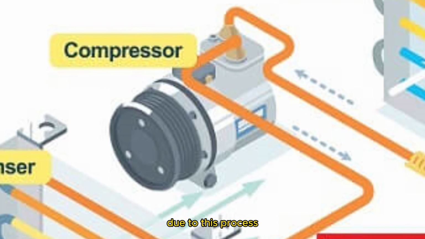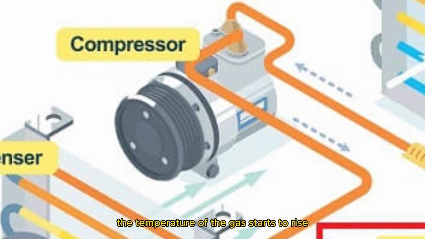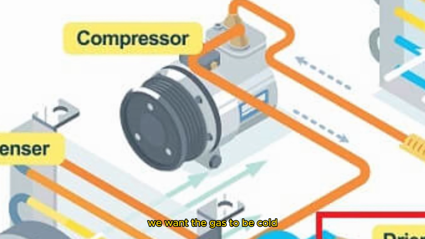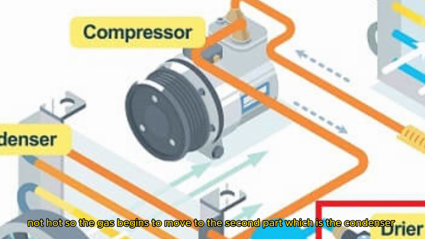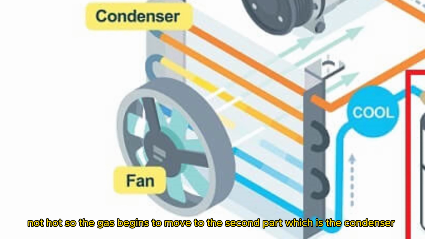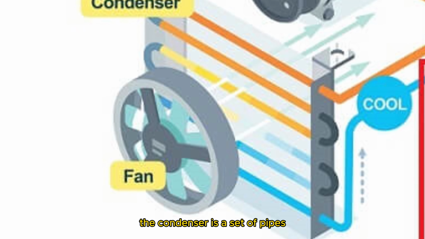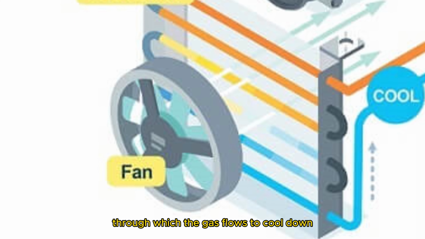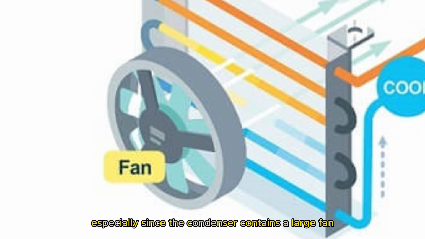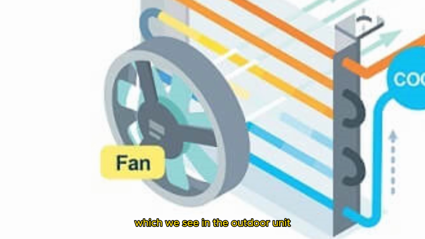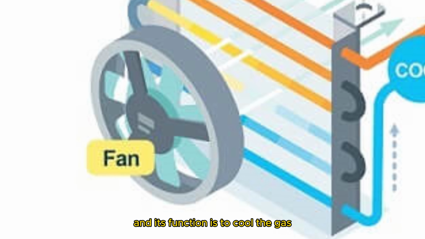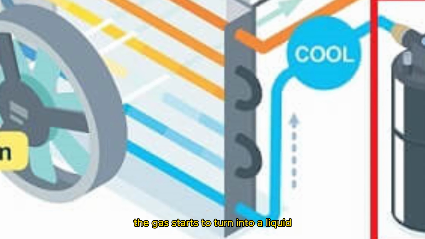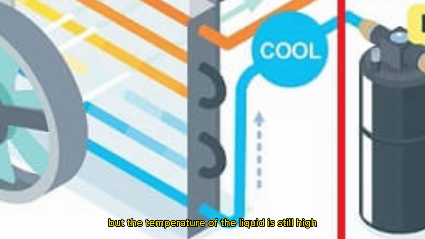Due to this process, the temperature of the gas starts to rise, which is not the desired result. We want the gas to be cold, not hot, so the gas begins to move to the second part, which is the condenser. The condenser is a set of pipes through which the gas flows to cool down, especially since the condenser contains a large fan, which we see in the outdoor unit, and its function is to cool the gas. Therefore, after a while, the gas starts to turn into a liquid, but the temperature of the liquid is still high.